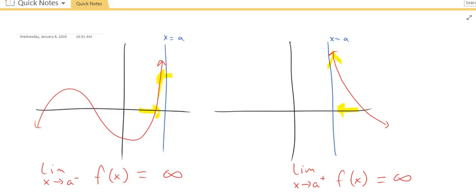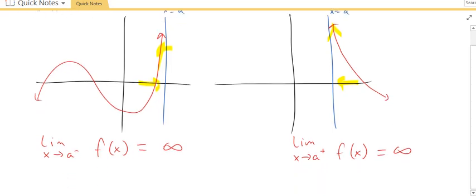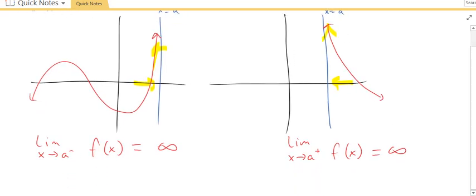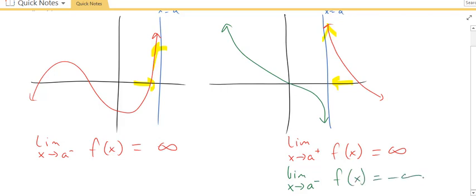Now we could have something similar going to negative infinity as well. Just for an example, we could have a function doing something like this. And then on the right here, we would say that the limit as x approaches a from the left of f of x equals negative infinity. So we are going to want to distinguish whether that function is decreasing at that vertical asymptote or increasing at the vertical asymptote.